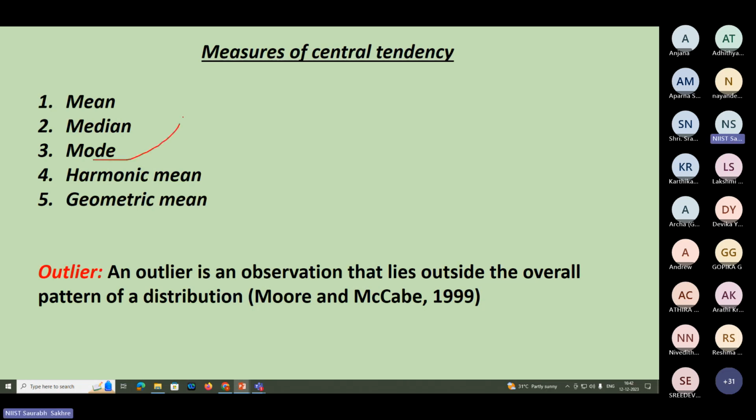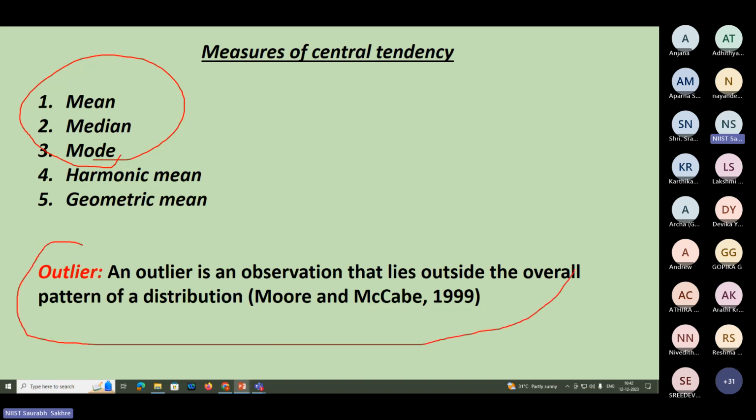Because these three are mostly in use. So before I start with mean, median, and mode, I would just like to discuss with you one important definition. This definition is of an outlier.